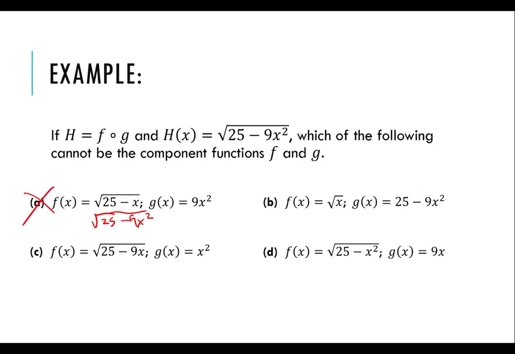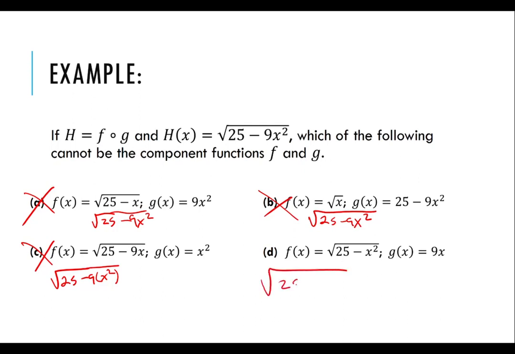That one's fine. B, same thing. This could be the square root of 25 minus 9x squared, but that's what that is, so that one's not it. It's fine. This one, f of x, this one could be the square root of 25 minus 9 times x squared, but notice that's exactly what we had up there, so it's not that one. But then let's try this one. This one is the square root of 25 minus (9x) quantity squared, but that would be the square root of 25 minus 81x squared, which means that's not it. And so D is the answer, which is the one that cannot be the component functions.